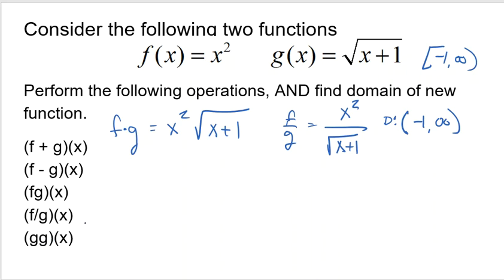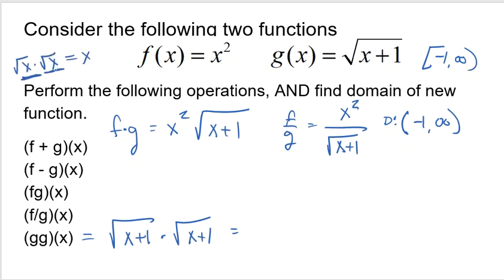And lastly, they want us to do g times g. That's going to be taking the square root of x plus 1 times the square root of x plus 1. Now, there's a ground rule: the square root of x times the square root of x is just x, as long as they're both identical. You essentially get the square root of x squared, but squares and square roots cancel each other out.